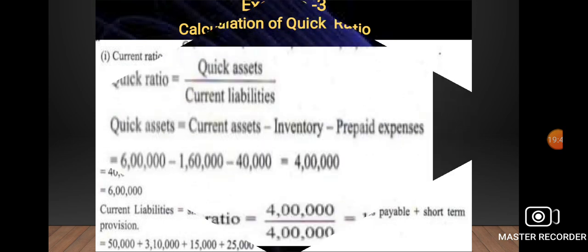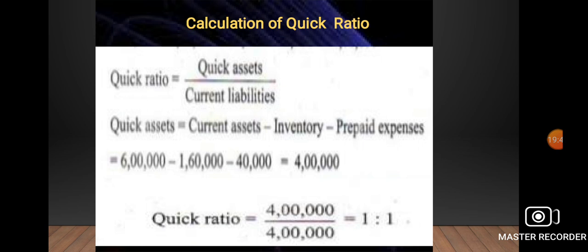The next step is to find out the quick ratio. Quick ratio formula, quick assets divided by current liabilities. Quick assets means current assets minus inventories minus prepaid expenses. Current assets rupees 6 lakh minus inventories 1 lakh 60,000 minus prepaid expenses rupees 40,000. We get the remaining value, 4 lakhs. So this is the quick assets.